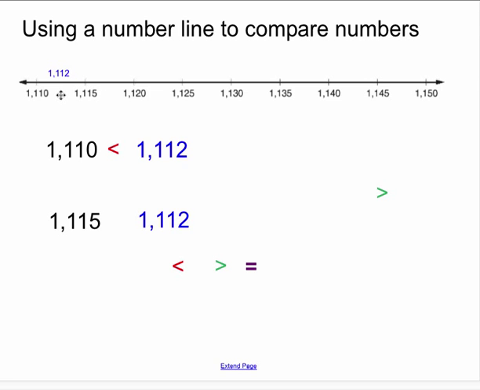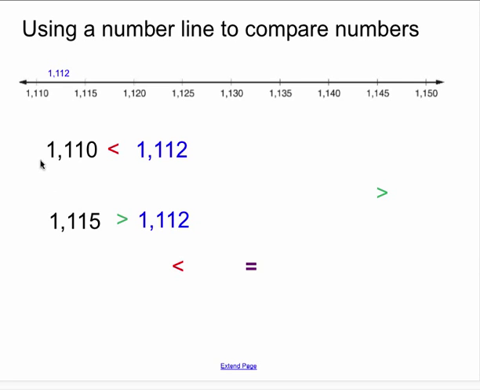I want to think about how do these two numbers relate to one another. I can see on the number line 1,112 is smaller or less than 1,115. So what I'm going to do is go down here and grab a symbol. Let's try this one. And I'm going to put it in between. Now 1,112 is less than 1,115, or I can read it the other way. 1,115 is greater than, because the open mouth is this way, greater than 1,112.